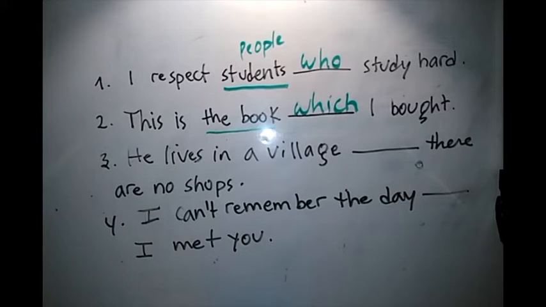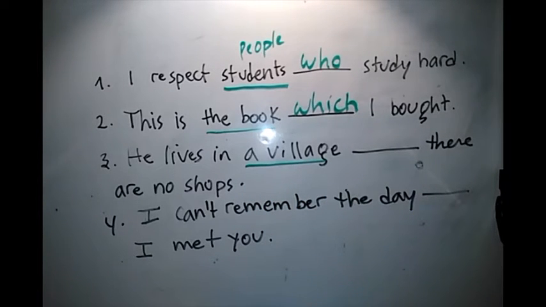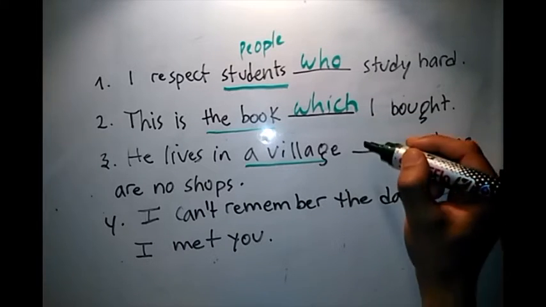In sentence 3, he lives in a village where there are no shops. We've got a village. As you know, village is a place. So the appropriate relative pronoun to use in this blank is where.